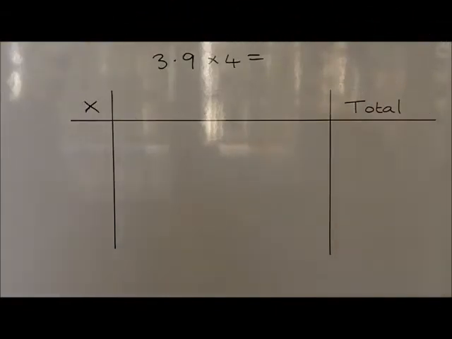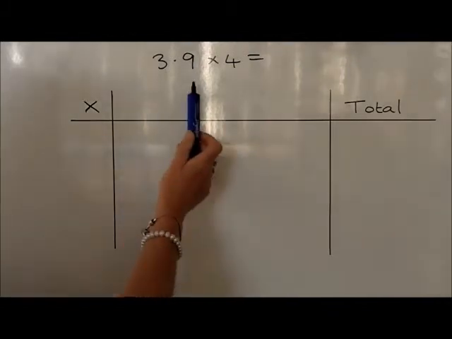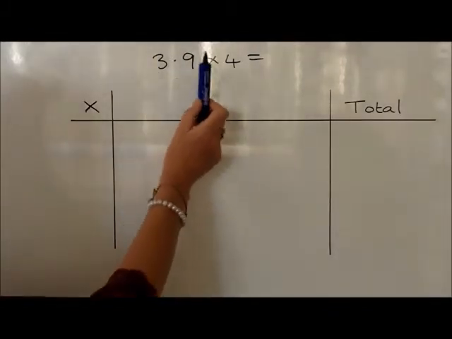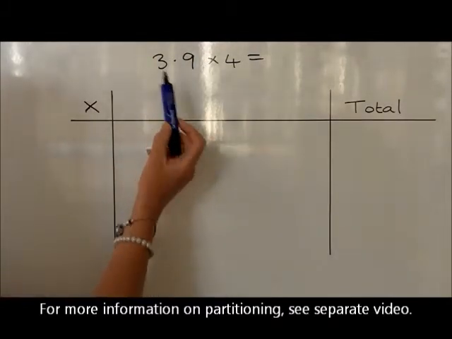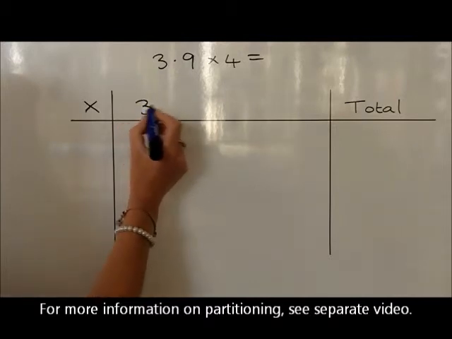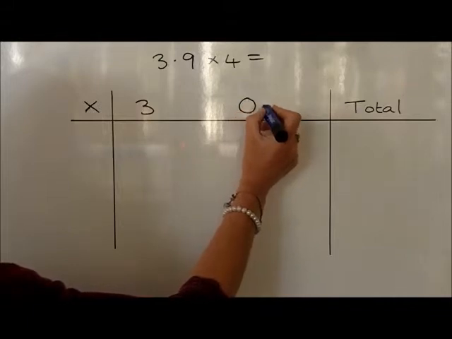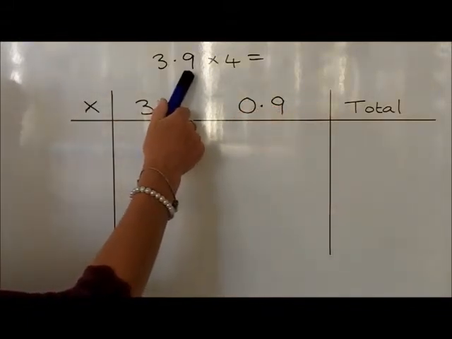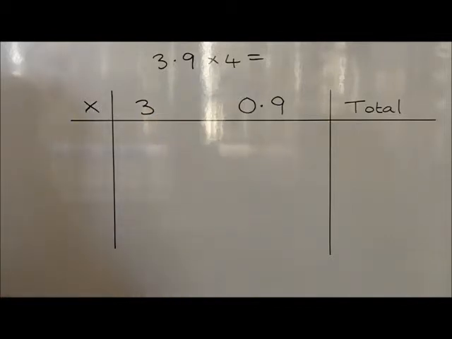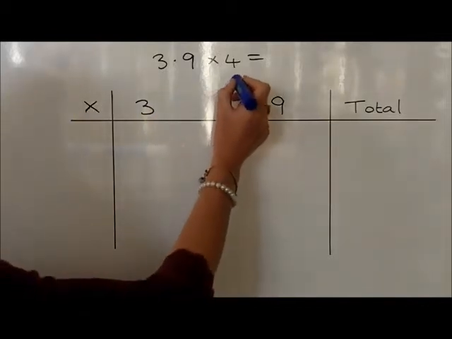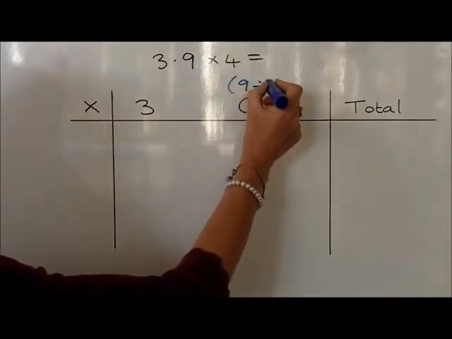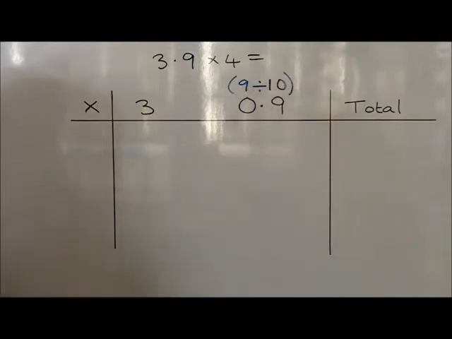With the question 3.9 times by 4, we first partition the 3.9 into the 3 units, which are 3, and the 9 tenths, which we write as 0.9. Because this is a 9 in the tenths, this is actually the same as 9 divided by 10. This helps with the calculation, so we write it in brackets above to help.